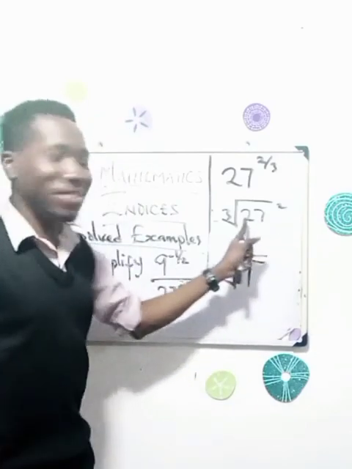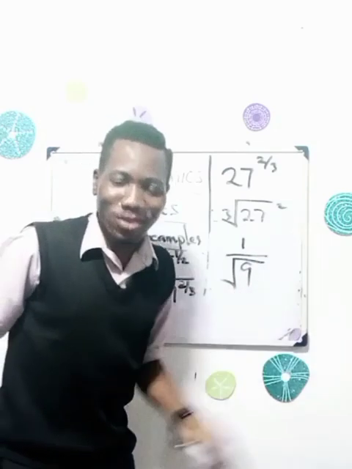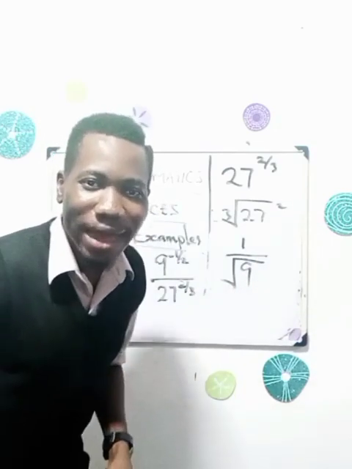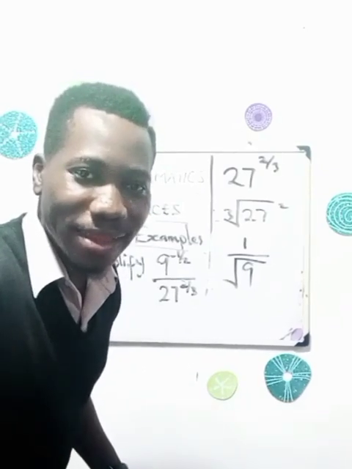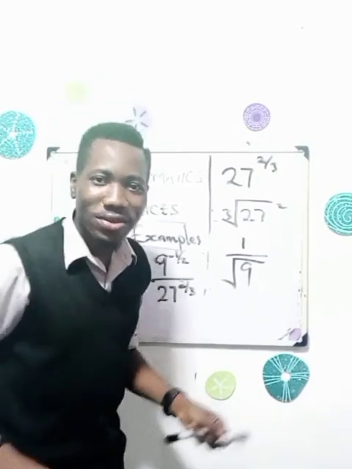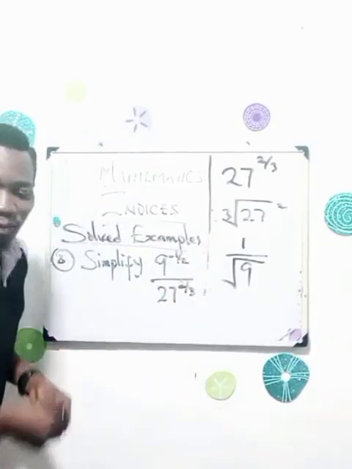So 3 raised to the power of 2 will give you 3 times 3, which is what? 9. Why did you leave 1 outside the root? Aisha, which one? Is it this one? Okay, go back again to the rule.